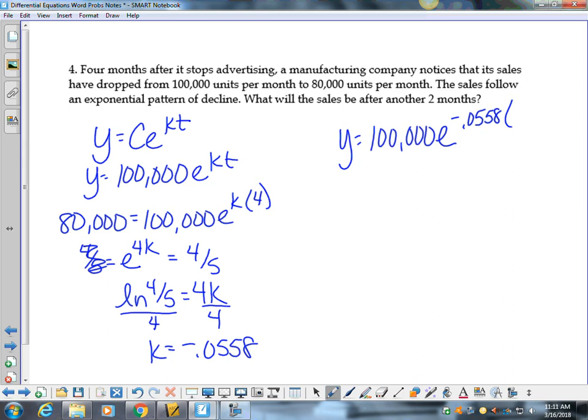Now it says, what will be the sales after another 2 months? Do I plug in a 2? Plug in a 6. $71,548.117 what? Units?